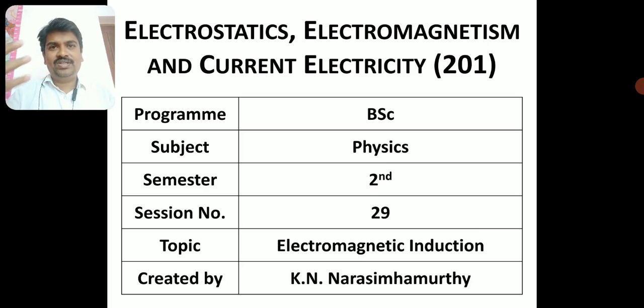After that we discussed derivations. One is the derivation of self-inductance, where we derived an equation for the self-inductance of a coil, L. After that we derived an equation for mutual inductance M, and then an equation for the energy stored in the coil. These are the 3 important derivations we come across in the electromagnetic induction chapter.